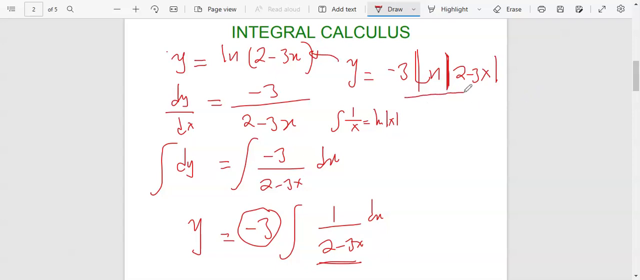So you always divide. Look at what is inside here and differentiate it. So 2 minus 3x, if you differentiate, you are going to get negative 3. So differentiate, divide by negative 3. So this cancels with this. That will give you back the natural log absolute value of 2 minus 3x. So this is going to be the answer. So that is how you integrate natural logs.